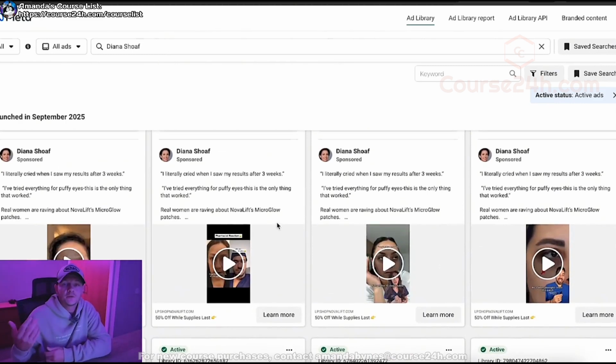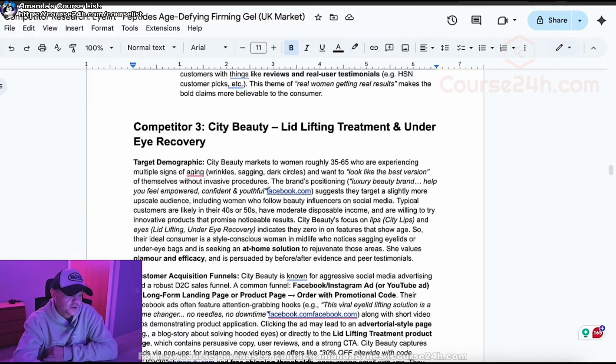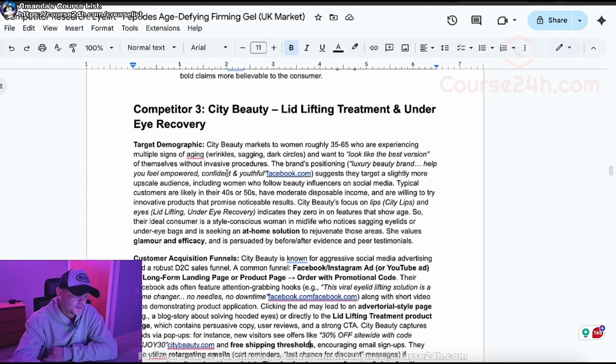But yeah, that's how you use Ad Library to steal ideas and concepts. Like I said, you don't need any spyware tools. You literally just need to be dialed into Ad Library, and you just use keywords, or you find your competitors and you find their ad library. You go through their longest running ads, and then you steal their ad creatives.